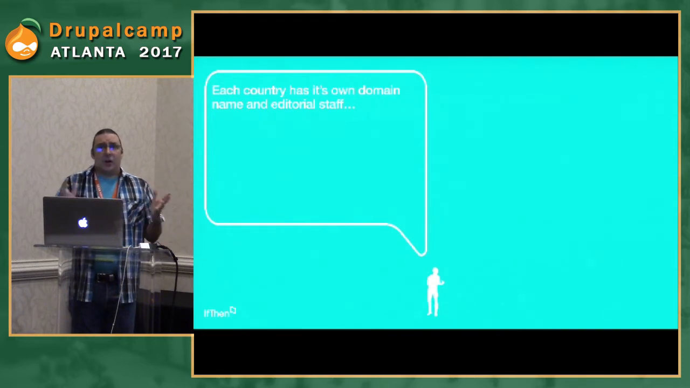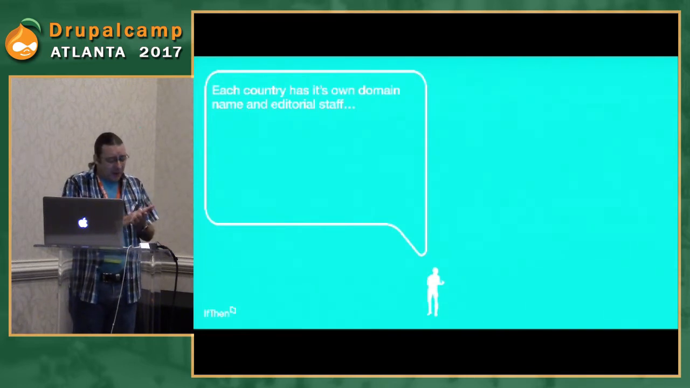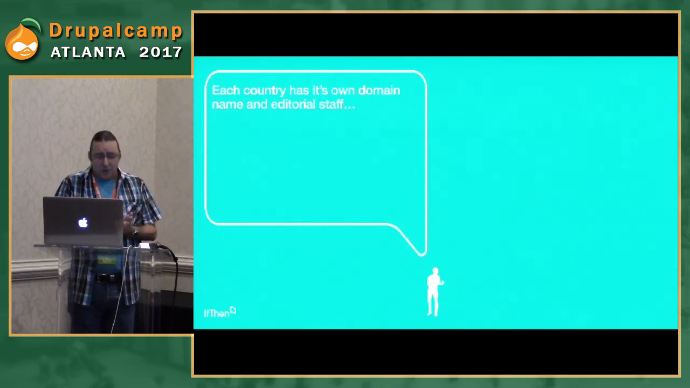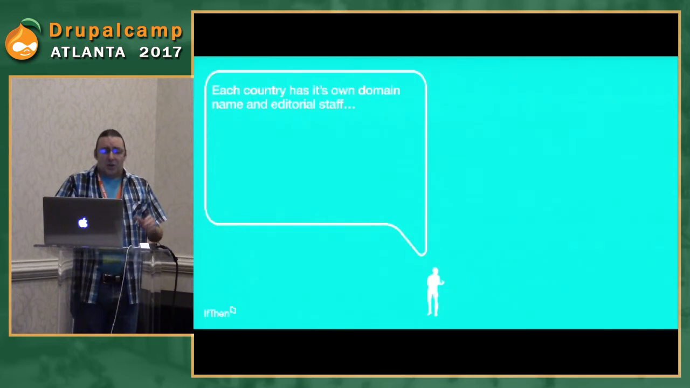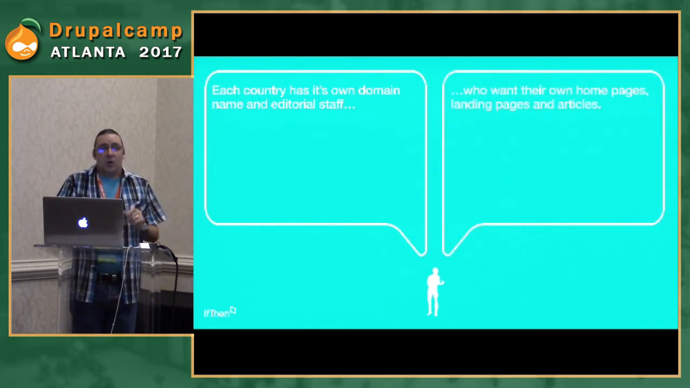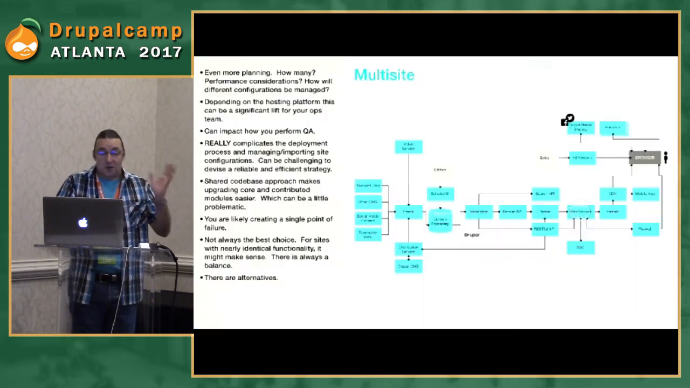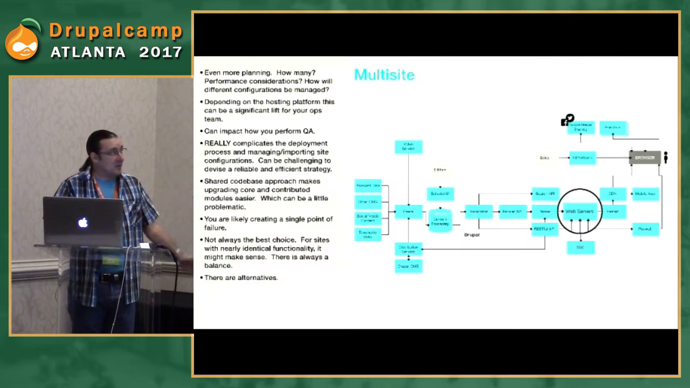And then it can get crazy after that. We've covered bringing data in, pushing data out, good content authoring, translation, but then you get into the craziness. Each country has its own domain name and editorial staff who want their own home pages, landing pages, and articles. Well, this starts to sound like a nightmare. Now we're not talking about one website. We're talking about a whole passel of websites.